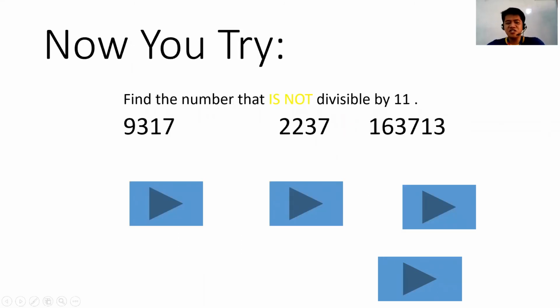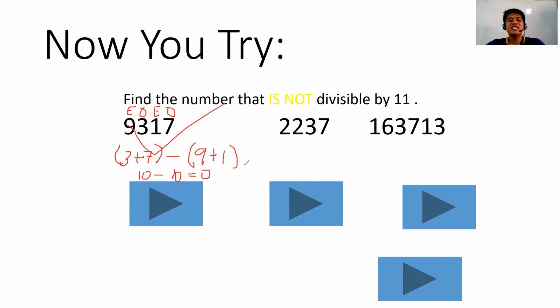Find the number that is not divisible by 11. Isa-isahin natin. Una muna natin isulat ito: odd, even, odd, and even. So therefore, all the odd numbers are 3 and 7. Okay, ulitin ko muna. 3 at 7 minus ang even number ay 9 and 1. 3 plus 7 is equal to 10. 9 plus 1 is equal to 10. 10 minus 10 is equal to 0. Di ba sinabi doon sa rule na kapag ang difference niya ay 0, it is divisible by 11. So 9,317 is divisible by 11.